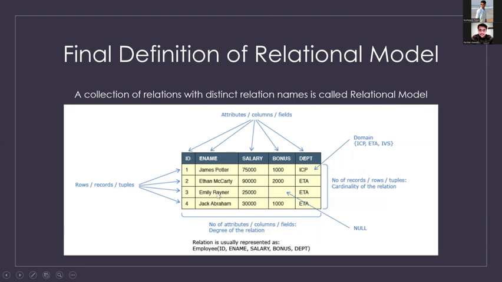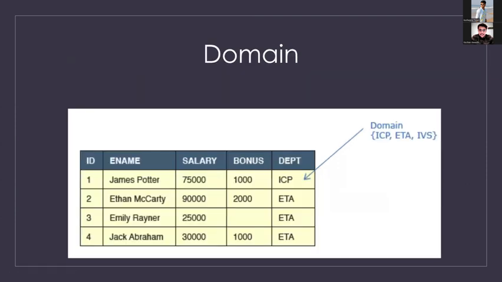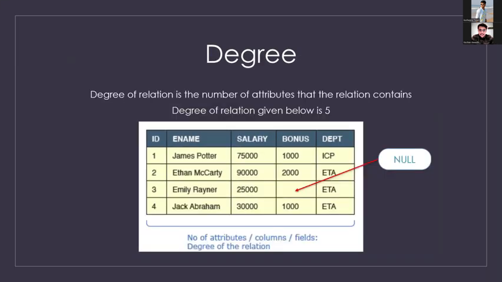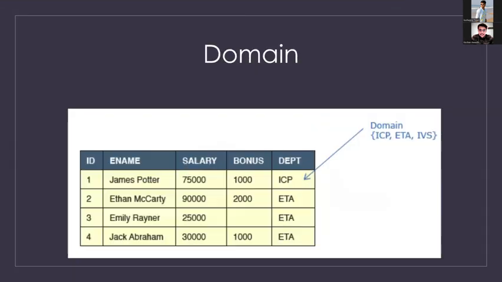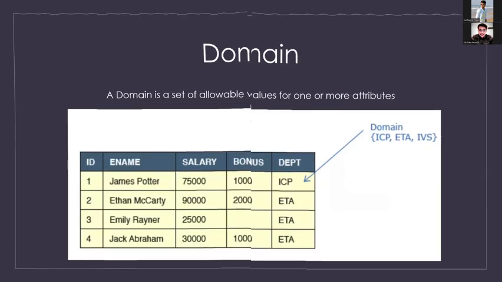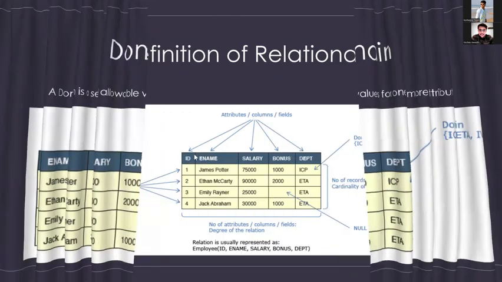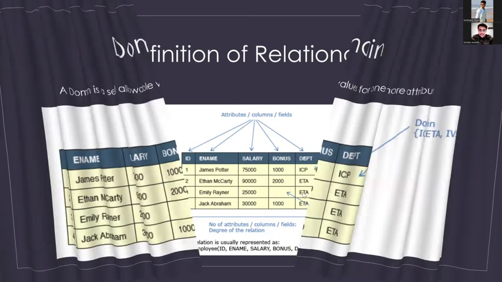So here you can see this is a final definition which consists of four relational instances and one relational schema. The schema consists of different types of attributes, which we also call columns or fields. Sorry, I forgot one term. The number of attributes we call the degree, and the number of relational instances or records we call the cardinality.